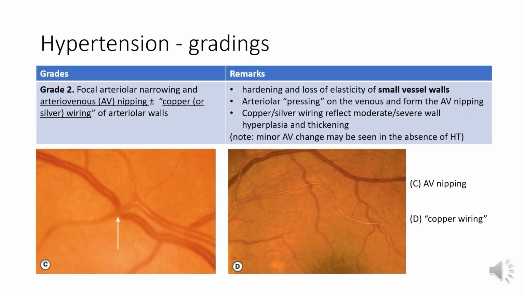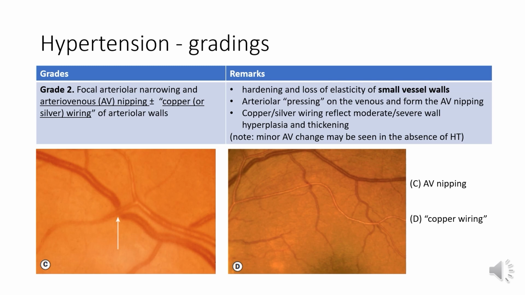For grade 2, because of prolonged damage due to systemic hypertension, the wall of the arterioles becomes hardened and loses elasticity. Now on the fundus, you will be able to see the arteries and veins. Basically, the thicker and darker coloured ones are the veins, whereas the narrower, lighter coloured ones are the arteries. They cross each other in the retina, and the arterioles come from the top and have a higher pressure. So when the arteriole becomes less elastic and hardened, it presses on the vein and causes AV nipping. But remember, minor AV changes could also occur even without hypertension.